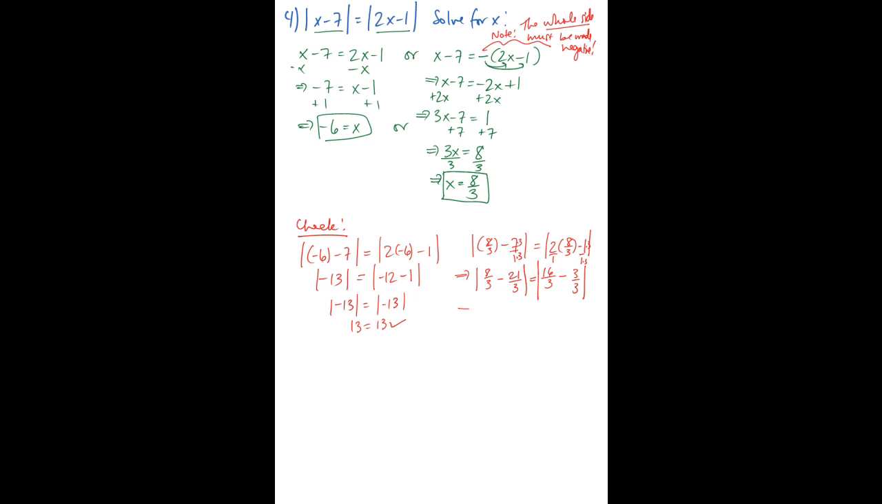So what I get here is 8/3 minus 21/3. Well, that's going to be a negative in there. So I just have to ask what is 21 minus 8. That's going to be 13. So I get negative 13/3 is equal to 16/3 minus 3/3 is 13/3. And we can see that this is definitely the case because the absolute value of negative 13/3 is just 13/3, and the absolute value of positive 13/3 is just 13/3. So this is equal. So we've checked both of these and we've seen that both of them work out.